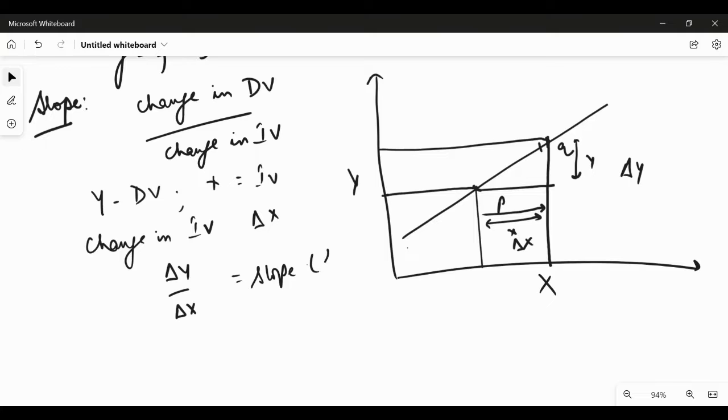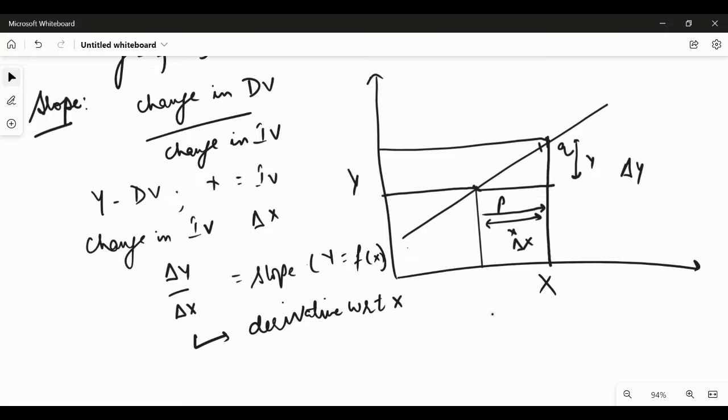Slope of the function, where y is equal to a function of x. So this way we will be able to calculate the slope at a particular point. Thus if delta x is extremely small, then delta y by delta x is called the derivative of the function with respect to x.